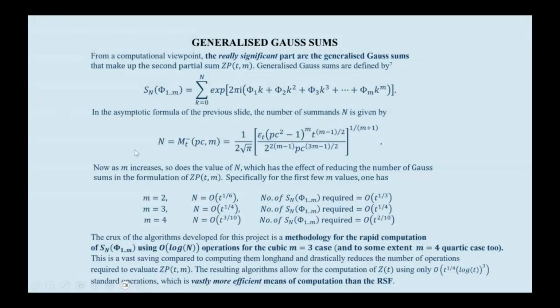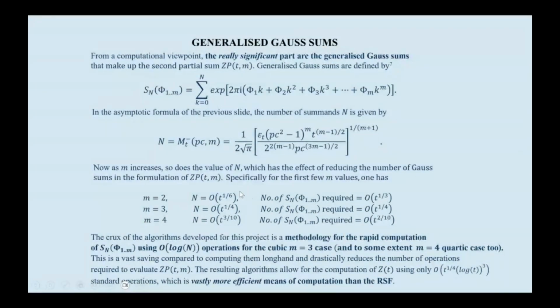And in the formula on the previous slide, this m term here is given by a somewhat complicated formula, but I'm going to simplify it quite easily. So here we have, let's take the case m equals 2. If m equals 2, this n value is of order t to the 1/6. Now what that means is the number of these required is of order t to the 1/3.